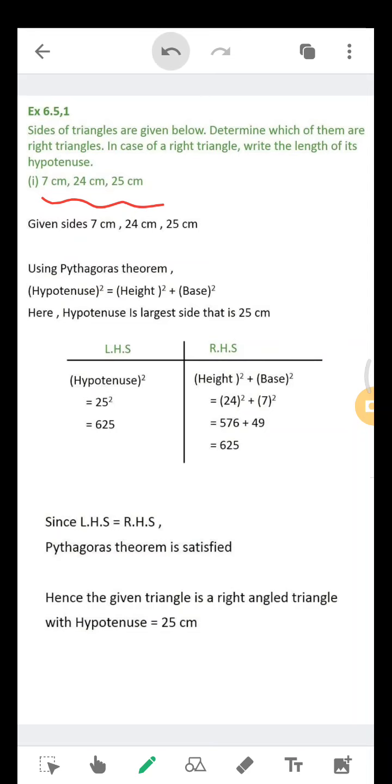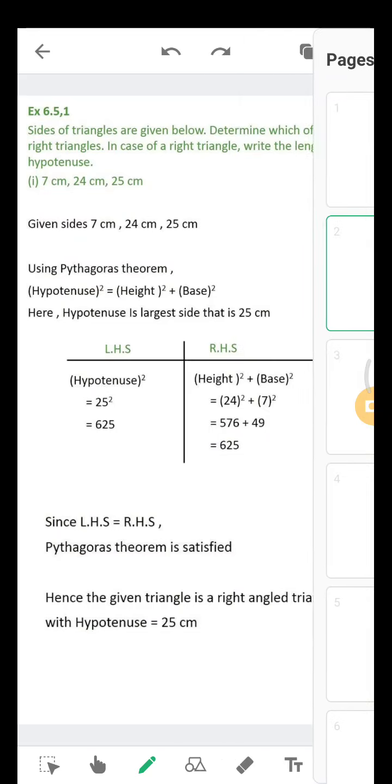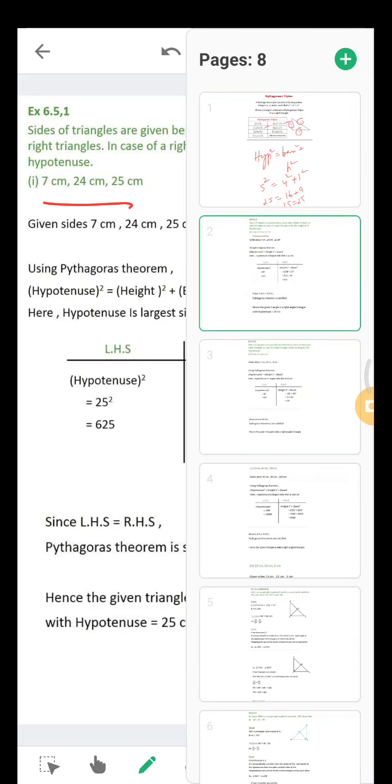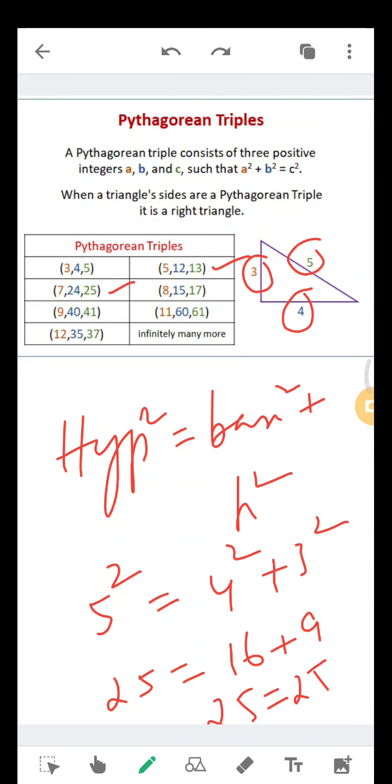So which will be the hypotenuse among these three? The longest. Okay, the longest side will be the hypotenuse. Like in 3, 4 and 5, 3 and 4 cannot be the hypotenuse obviously. Okay, so 5 will be the hypotenuse. In 5, 12 and 13, which will be the hypotenuse? 13. Okay, 13 centimeters or 13 units. So the longest side among those three will be the hypotenuse.